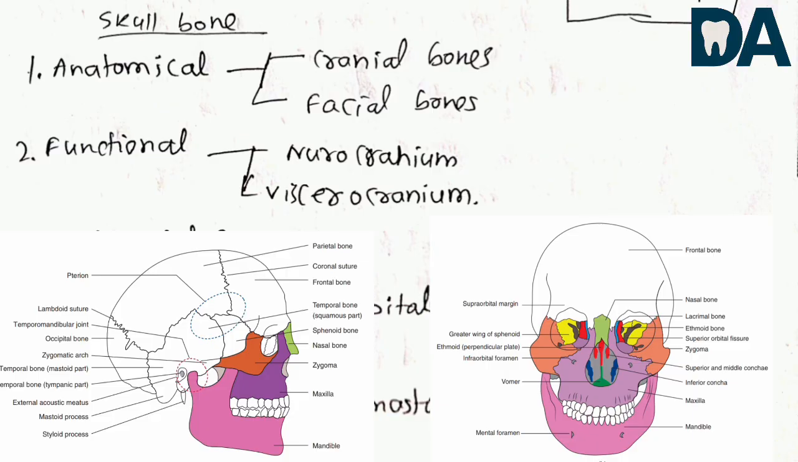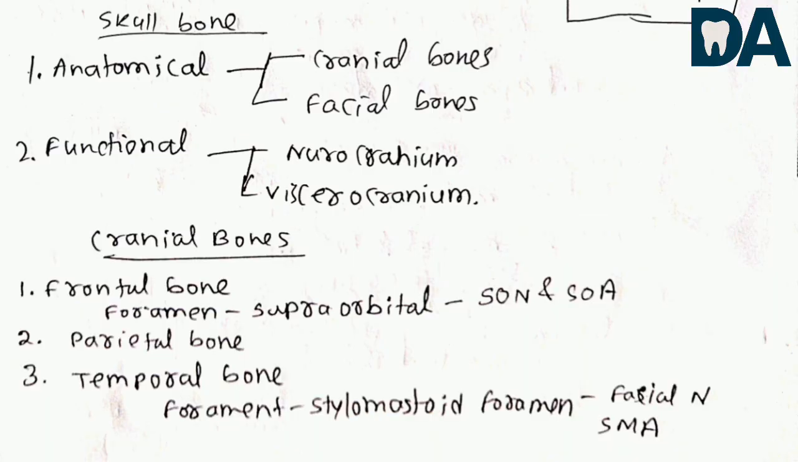These bony coverings surround the oral cavity, pharynx, and upper respiratory tract, and comprise 14 bones. Now let us go to the individual bones and their details. At first, cranial bones.